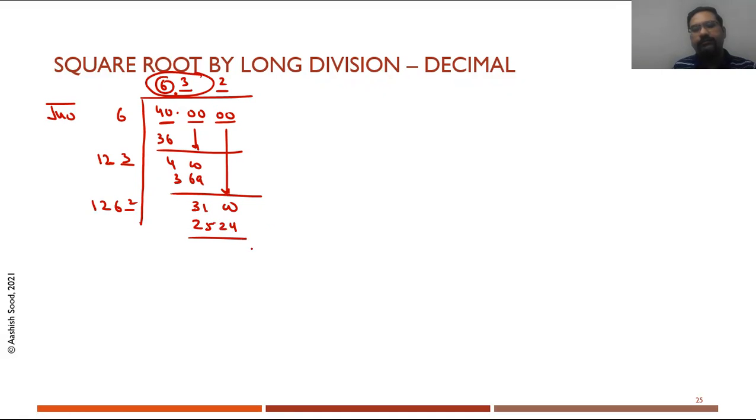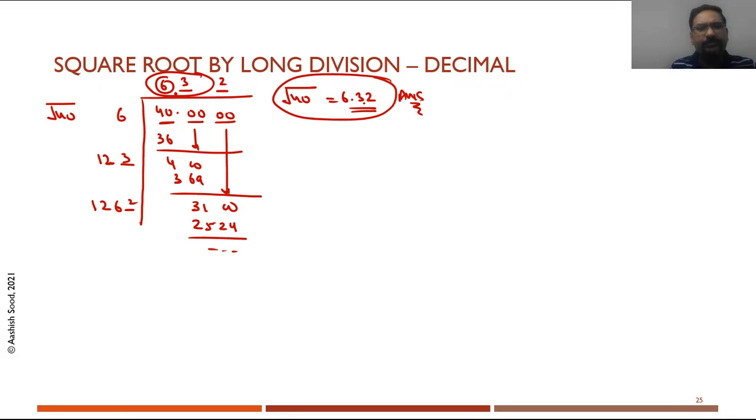Whatever is the remainder, I'm not really concerned about it. I'm just focusing on the quotient part. And now I can see that root of 40 comes out as approximately 6.32, which will have to be my answer.